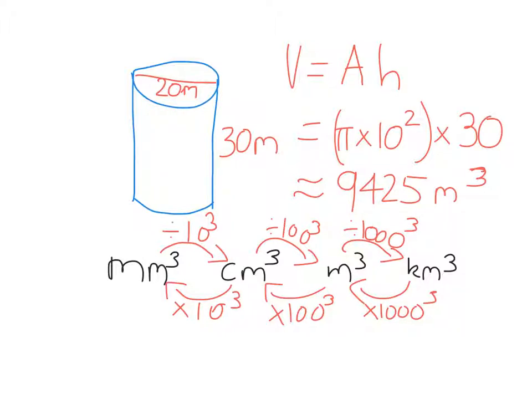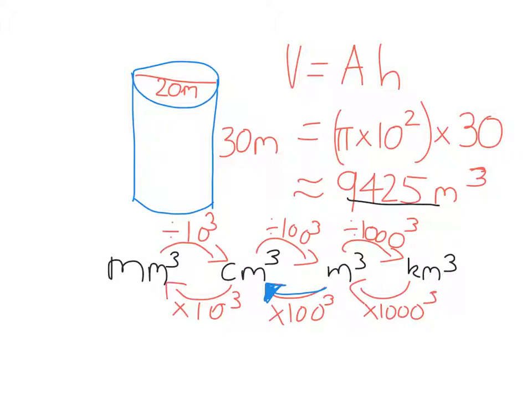Right? So how's that gonna help us? Well, we know that 1 centimeter cubed is a milliliter. So I want to put this answer here into centimeters cubed. So I'm going to follow this arrow here. So what I have, meters cubed to centimeters cubed, I times by 100 cubed. Now 100 cubed is a million.